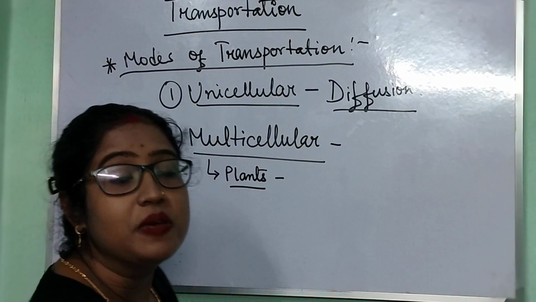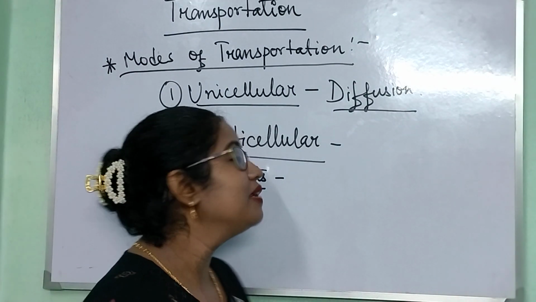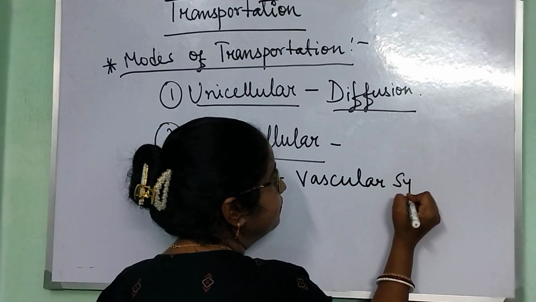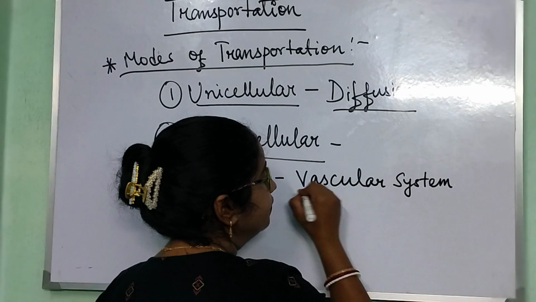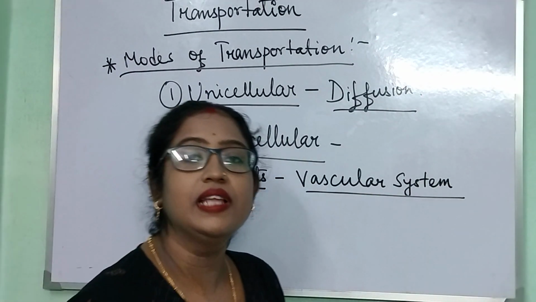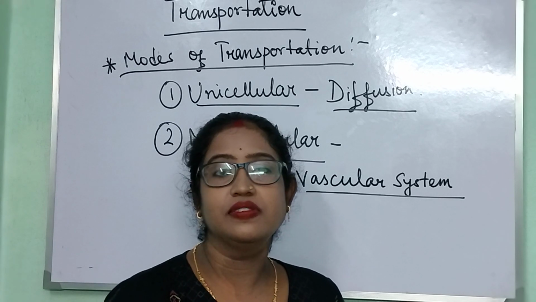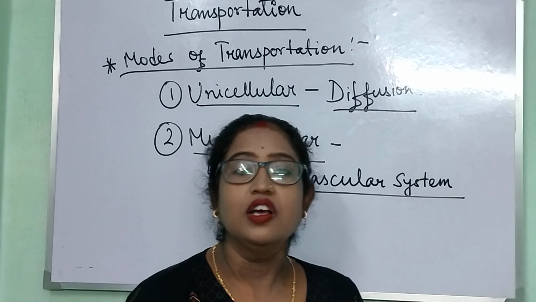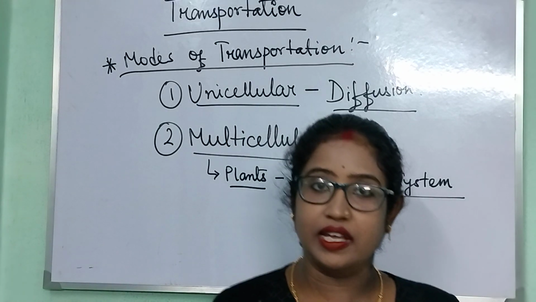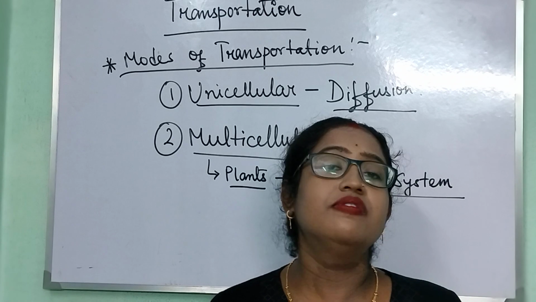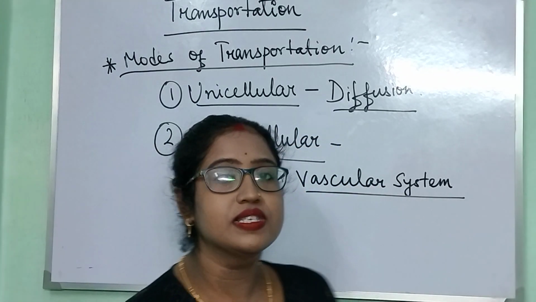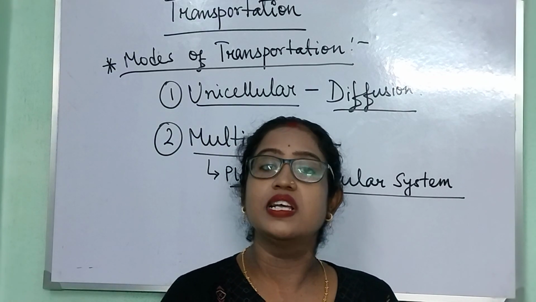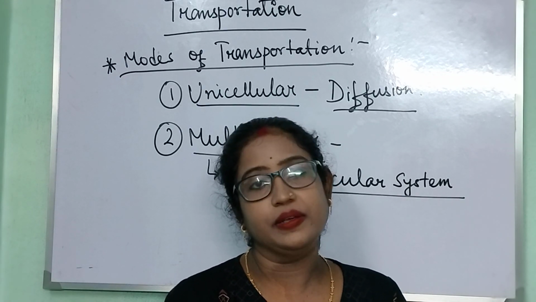So, in multicellular plants, the specialized transportation system is called the vascular system. We all know that plants have specialized tissues known as xylem as well as phloem. So, this xylem and phloem together form the vascular bundle or vascular system. Through this vascular system, plants transport the essential things in their body.